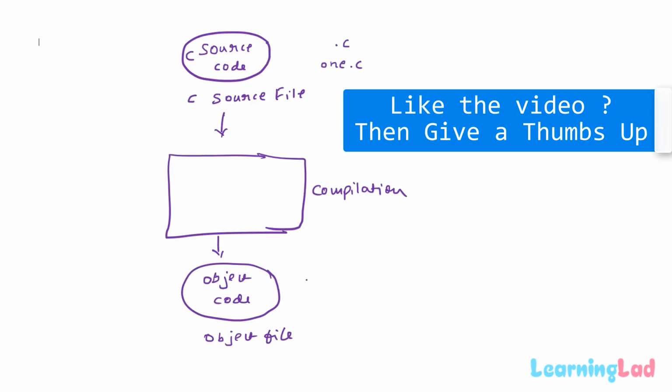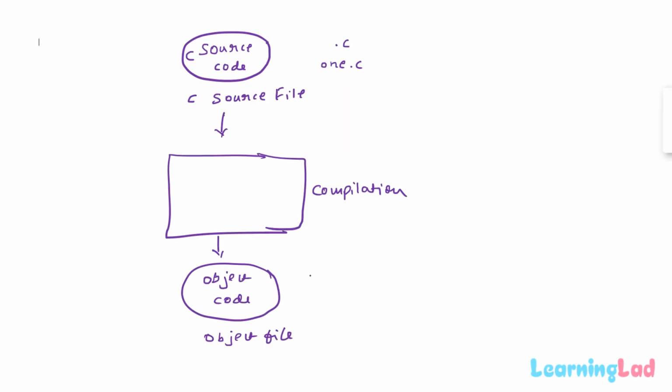And if you are performing this compilation process in the Windows environment, then this object file containing the object code will have the .obj extension, and if you are performing this in the Linux or Unix environment, then this object file containing the object code will have the .o extension. Now here, during this compilation process, several programs are used.